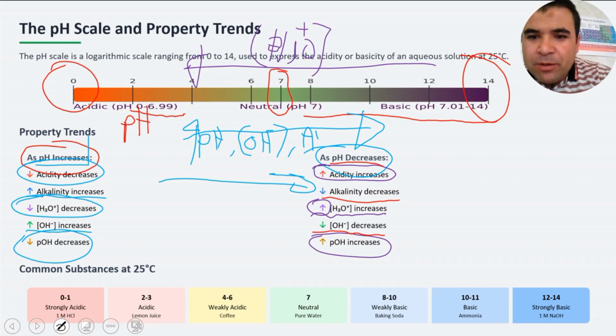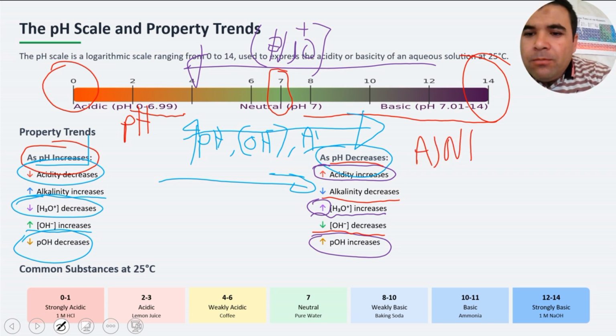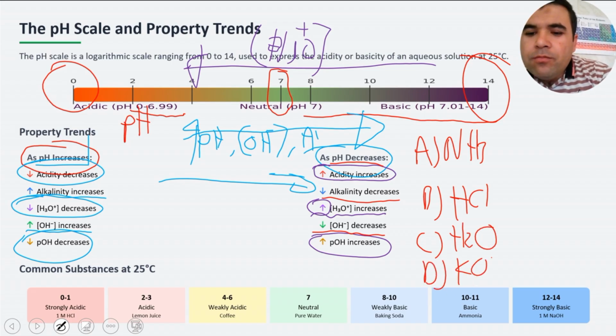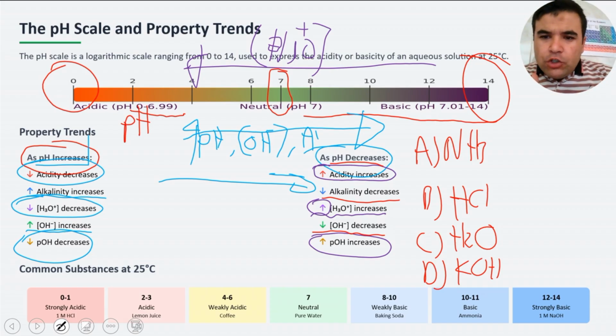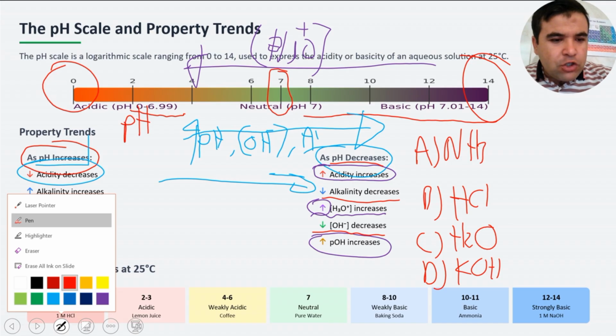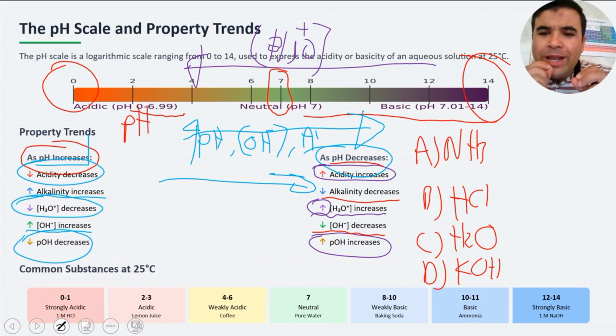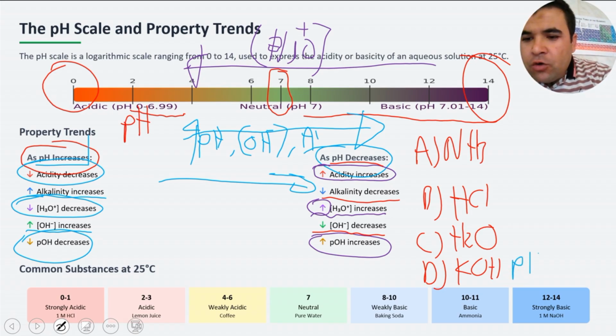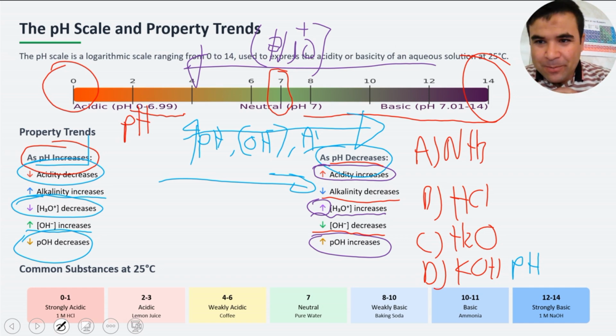A simple example let me provide, guys. For example, A if it is ammonia, B if it is HCl, C if it is H2O, D if it is KOH. If there will be questions, you can create such options for yourself and practice several questions, guys. We'll be answering the questions. Which of the following has the highest pH value? Of course, the highest pH value is D because it's the most alkaline.